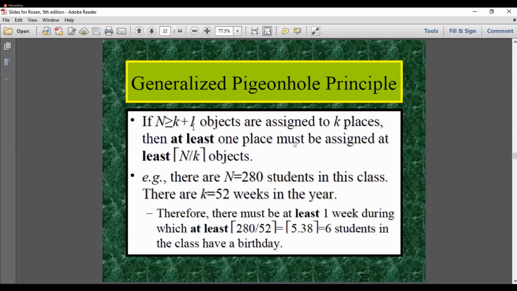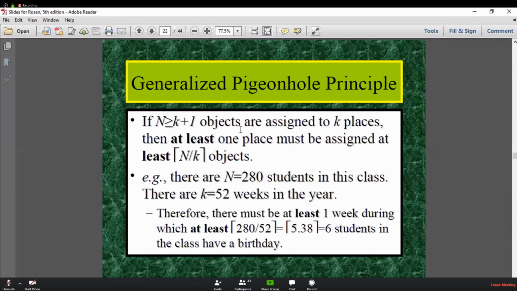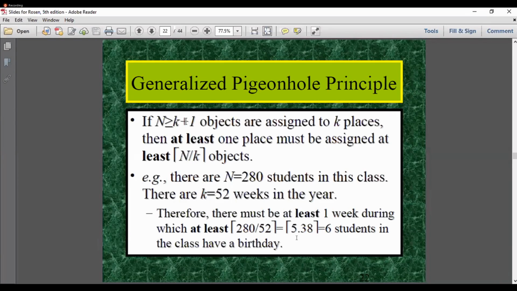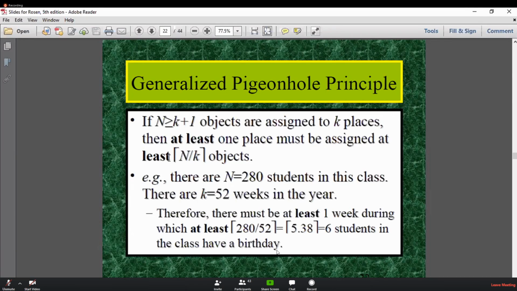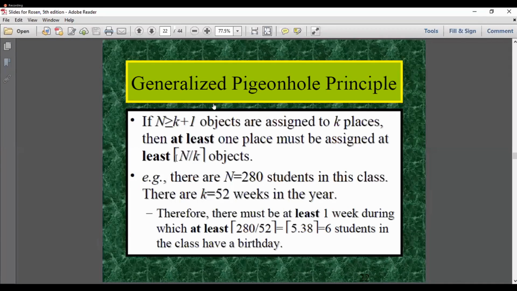Absolutely. K places, how many objects? K plus 1, more than k plus 1 objects. So if they go into k places, it is quite clear that one of the places must have the extra one, two, or three, because the count is greater. So that's why it says that one of the pigeonholes must have, with the symbol we know, the floor of n by k. So floor of n by k ensures one thing, that more than one object must be present in one of the pigeonholes.